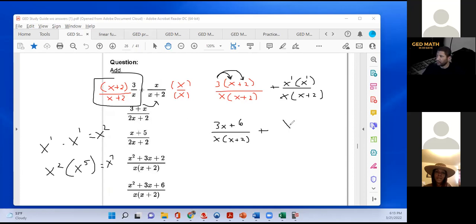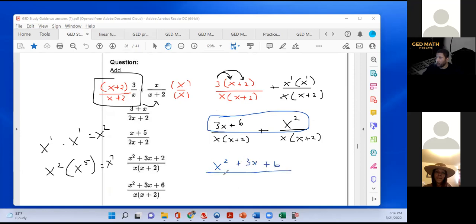So x times x is x squared over x times x plus 2. Now, because they have a common denominator, we can combine the numerators, but none of them are like terms, so we just put them all together. x squared plus 3x plus 6 all over x times x plus 2. So that would be your final answer.